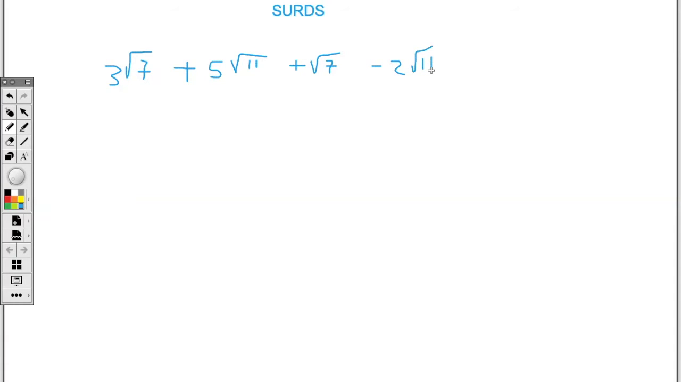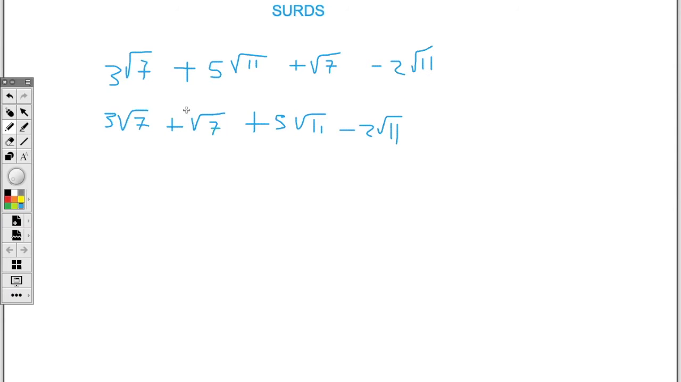Once we have something like this, it's like algebra where we group like terms. This is a like term because it has root 7 and root 7 here. So I'm grouping them: we have 3 root 7 plus root 7. Then the 5 root 11 and the minus 2 root 11, they're like terms. So we have 5 root 11 minus 2 root 11. So this is like algebra.